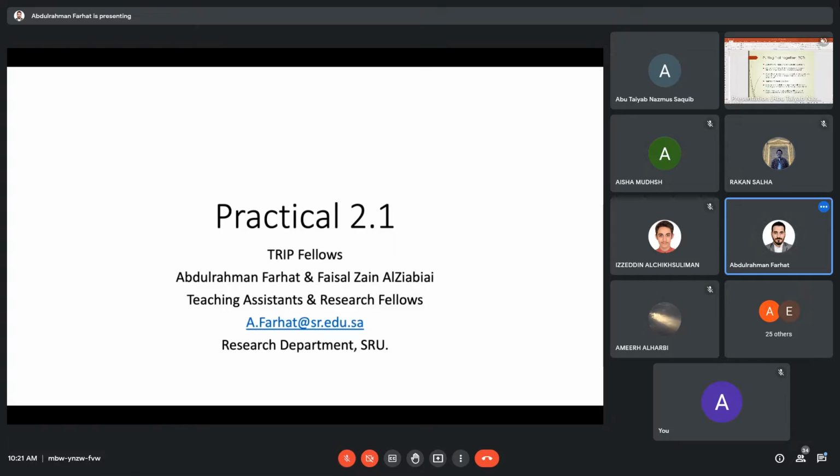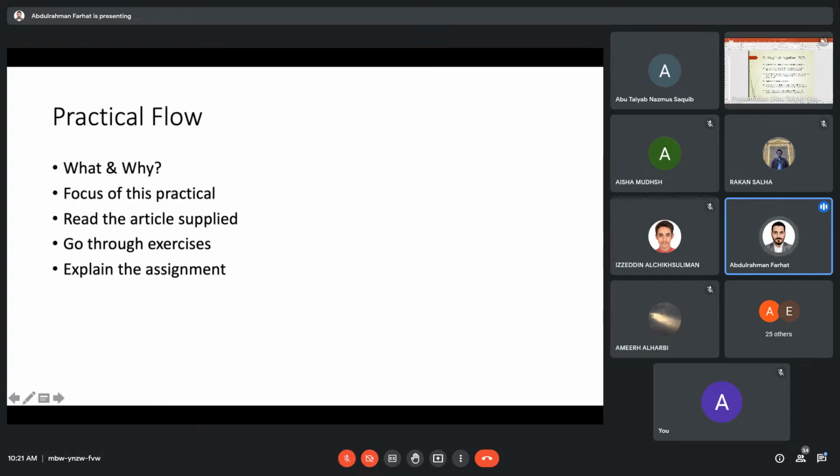Okay. So the practical flow. How are we going to go about this practical? First, I'm going to explain what and why we are taking this practical and what the focus of this practical is, and then you're going to read the article supplied. We've supplied you guys with an article, and there are 2 versions of the article. I will explain them once we're there. And then we'll go through the exercises.